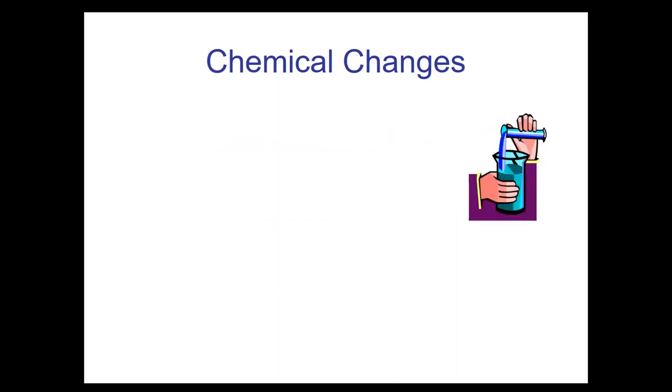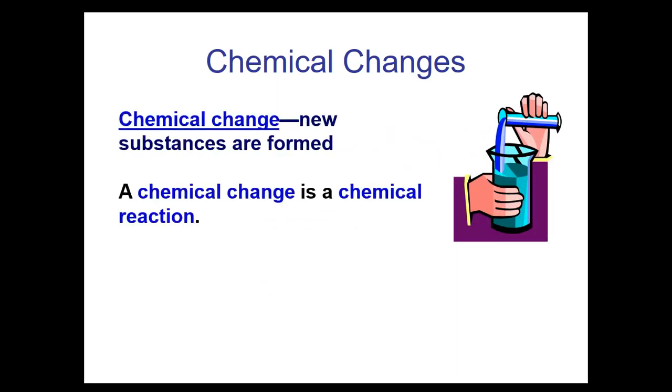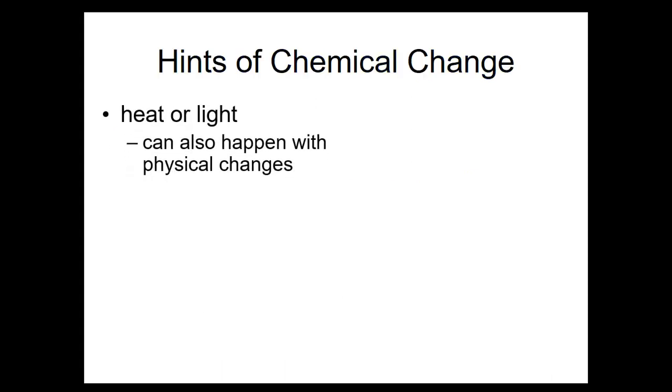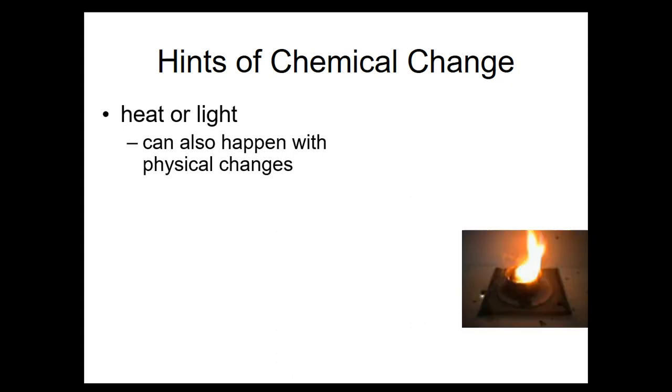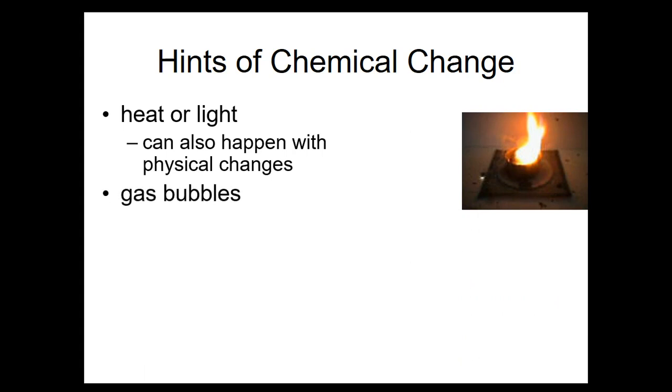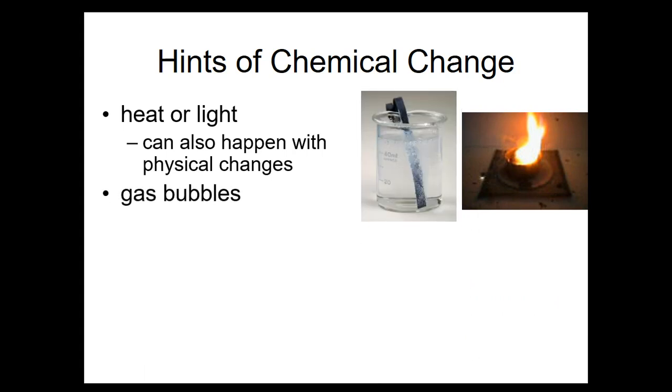The next one, chemical changes. You're actually forming a new substance. Whenever you have a chemical change, you have some kind of chemical reaction occurring. The hints that a chemical change has occurred are if you're producing heat or light. This can be an indication of chemical changes occurring. If you see gas bubbles being produced, that's another hint that a chemical change is occurring.